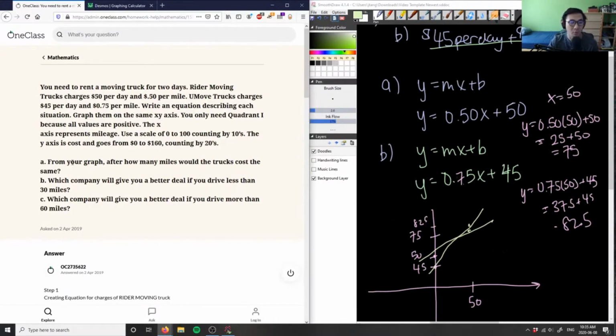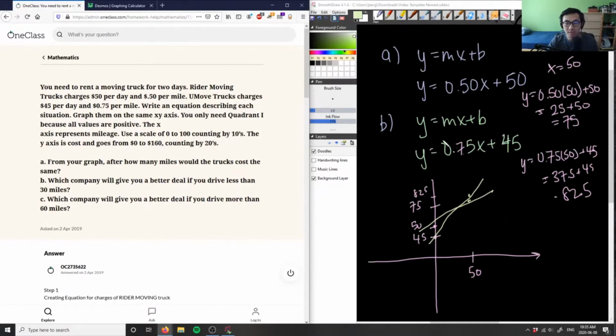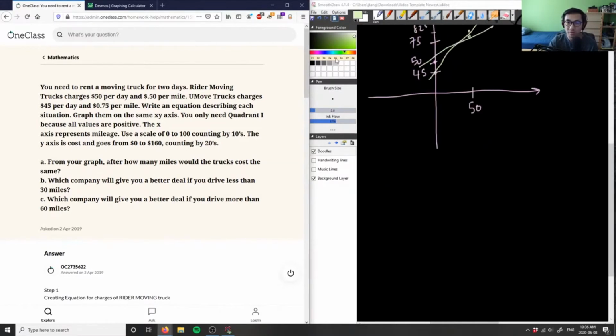It's asking, from your graph, after how many miles would the trucks cost the same? So that's A. If we want to find that out, we have 2 equations here, and we can use substitution, right? We can substitute one equation into the second one and then solve for our x value. That's how you would do it algebraically instead of graphically.